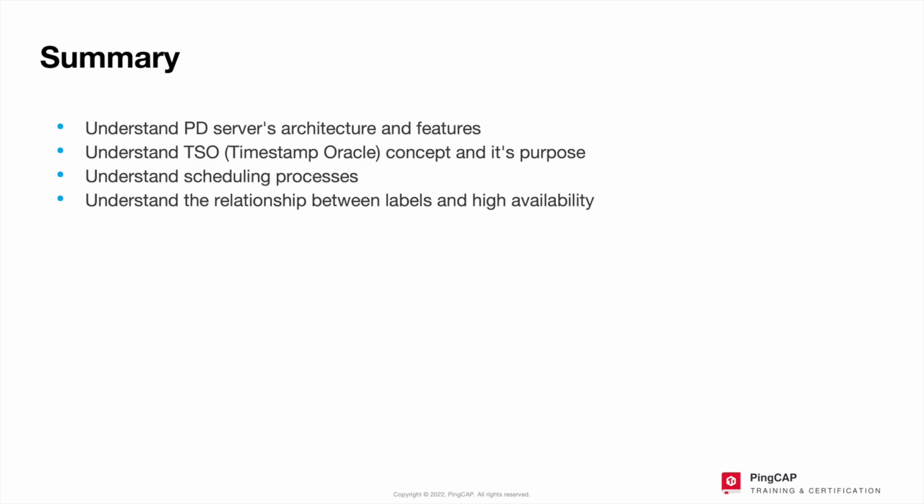We have covered a lot of material during this module. I feel confident that we've met all of the objectives defined at the beginning. We can describe the PD architecture and its functions. We can describe TSO allocation, we can describe the scheduling process, and we can describe the relationship between labels and high availability.